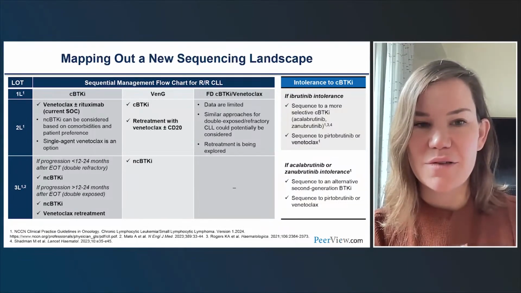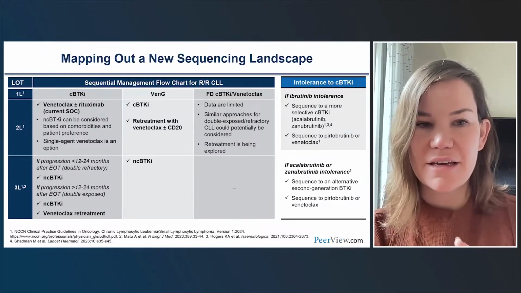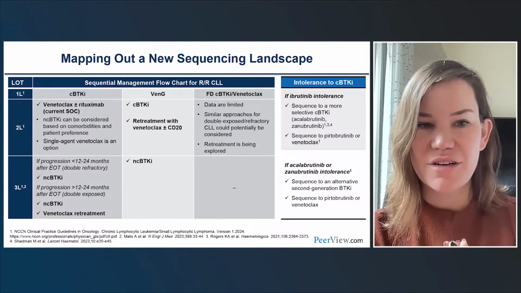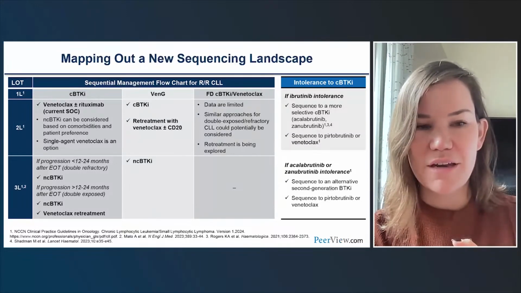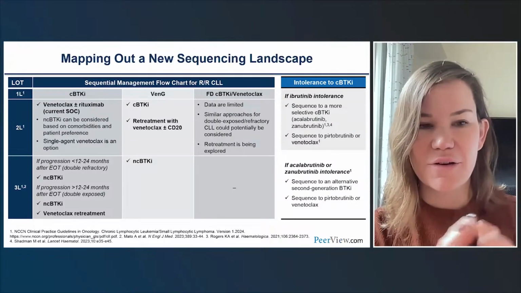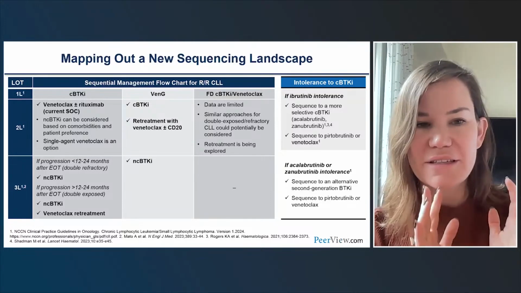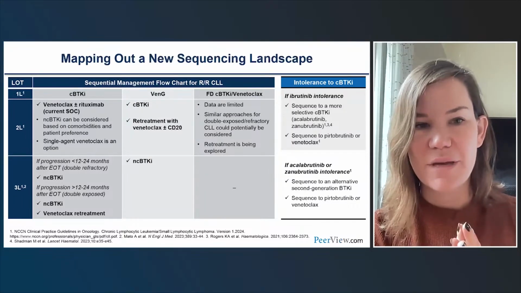Single-agent venetoclax is also another great option. It's in this third line setting that I think the use of pirtobrutinib is much more clear. And so if a patient falls into this double refractory range, which a lot of people say is 2 years, I might think of retreatment with ven if it's a little less, depending on how well they tolerated the ven. And so, acknowledging that timeline isn't set in stone, if it's clear double refractory, like our patient case where she progressed 9 months after end of therapy, I think non-covalent BTKI is the way to go.